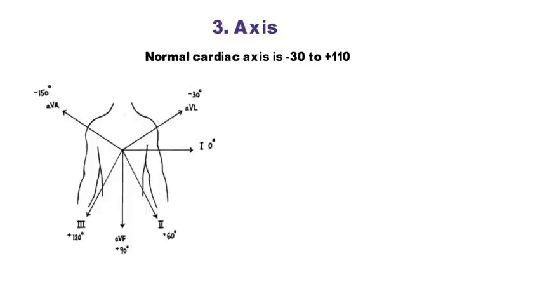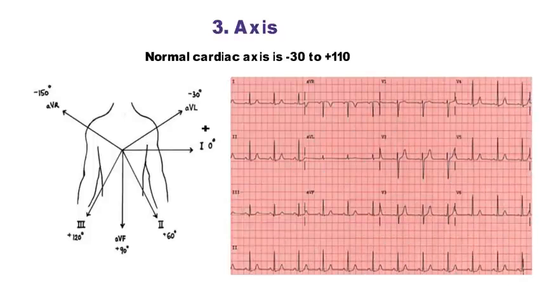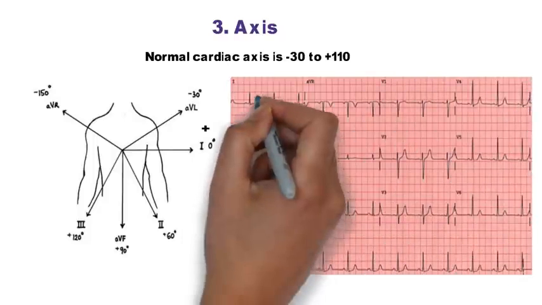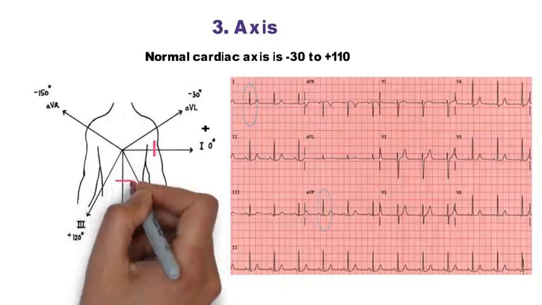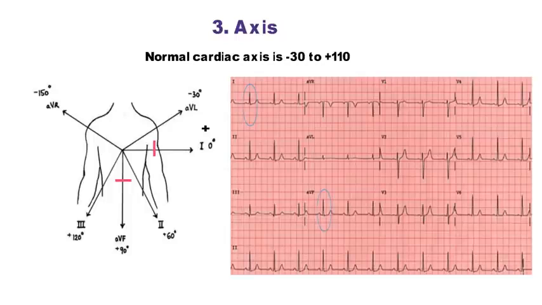Now to calculate the axis, most commonly we use perpendicular leads, that is lead 1 and AVF. In this ECG, net QRS complex in lead 1 and in AVF are positive. So if we plot these positive deflection on this diagram, we will get a vector in the normal cardiac axis range. So this is a normal axis ECG.